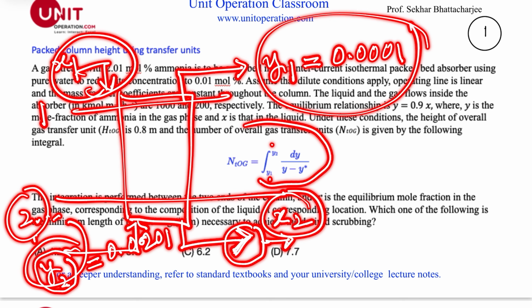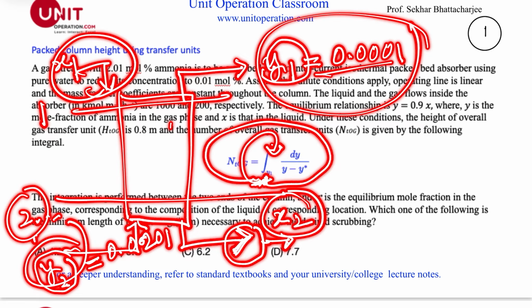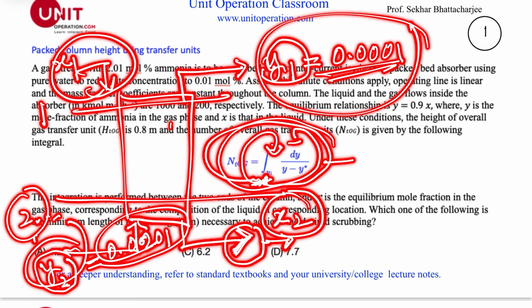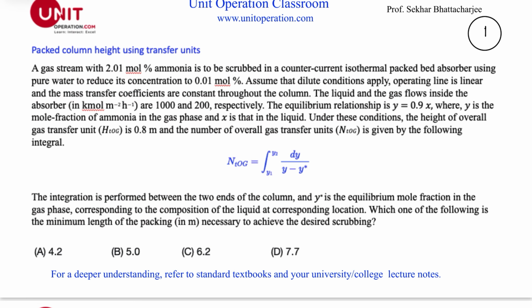So this integration is between Y1, that means from the bottom to the top. Okay, so this is from 0.001 to 0.0201. That is how we determine the number of overall transfer units.